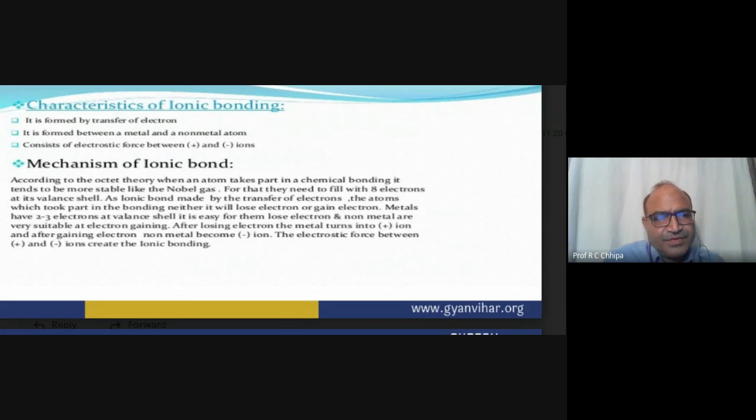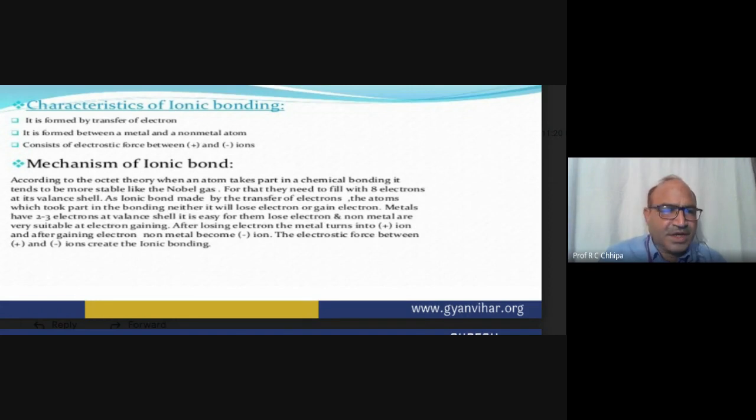The atom which takes part in the bonding will either lose electrons or gain electrons. Either it loses an electron, completely transferring it, and a cation is formed, or it gains an electron, and those electrons are completely transferred from one atom and gained by another atom. A relevant example is potassium chloride, KCl. Potassium easily loses 1 electron because of its low ionization potential, and chlorine gains 1 electron because of its affinity towards the electron.